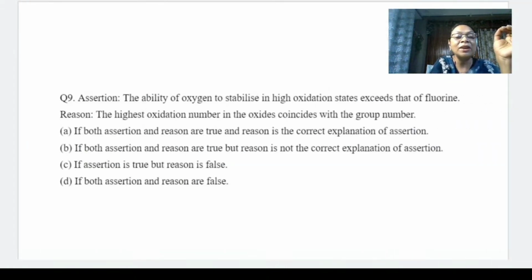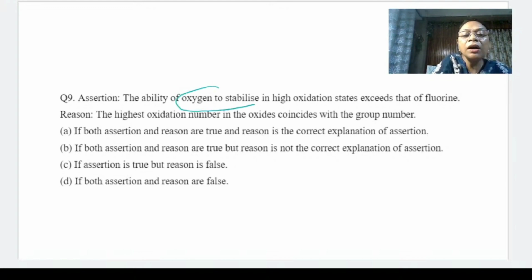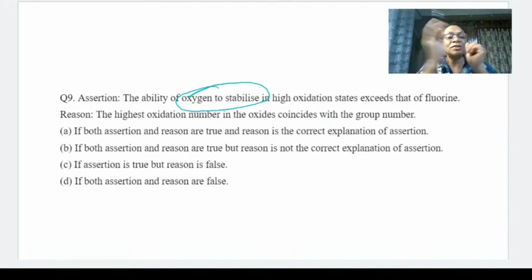Okay, going to the next one. The ability of oxygen to stabilize the higher oxidation states exceeds that of fluorine. Absolutely right. Oxygen and fluorine both can stabilize high oxidation states, but the ability of oxygen to stabilize the high oxidation states is definitely more than fluorine. If you did not know, please register it.